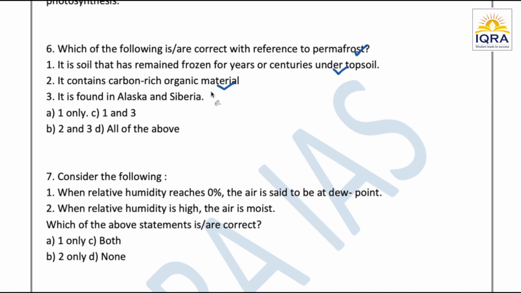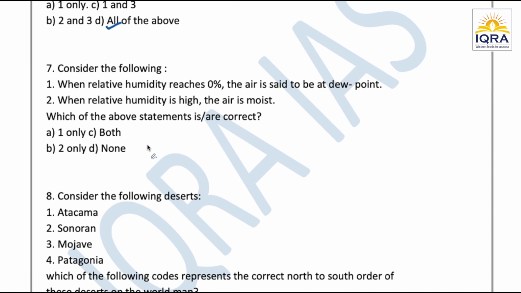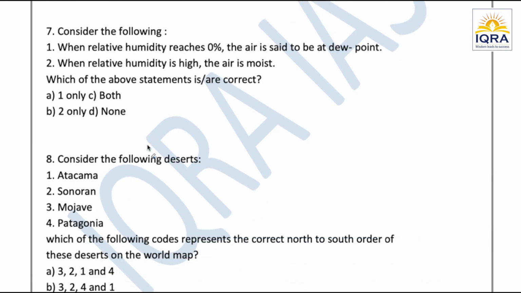Absolutely correct, because these permanently frozen grounds are most common in the region with high mountains and in the Earth's higher latitude, right? That is near North and the South poles. Okay? Hence, option D becomes the right answer. That is all of the above. Moving on to the next question, question number 7.